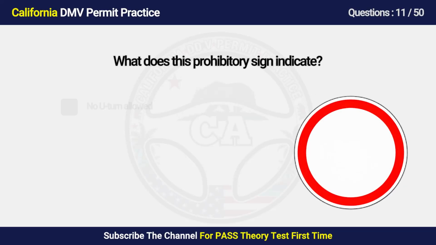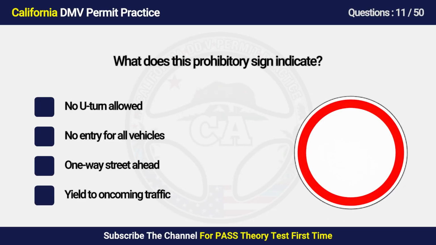Question 11. What does this prohibitory sign indicate? A. No U-turn allowed. B. No entry for all vehicles. C. One-way street ahead. D. Yield to oncoming traffic.